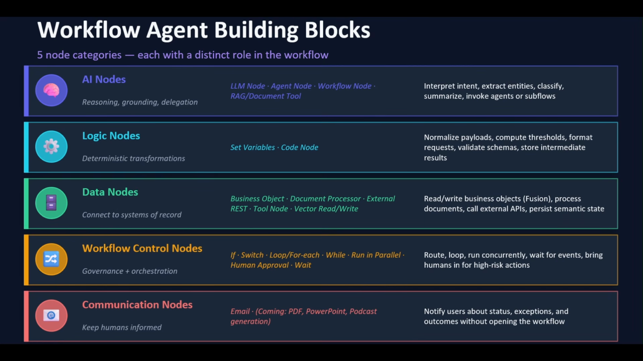Third, we come to data nodes. This is how your workflow connects to the real world. Need to read or fetch an invoice from Fusion? Business object. Got a PDF attachment to process? Document processor node. Need to call an external system API, say a shipping carrier? We use external REST. These nodes are nothing but your integration layer, basically.